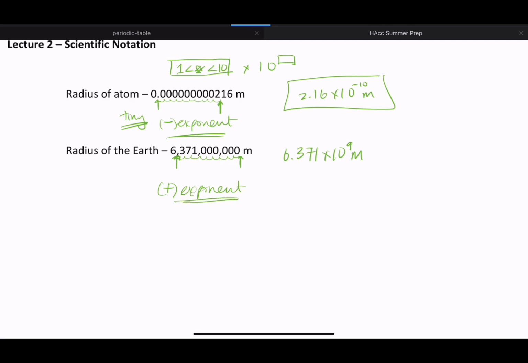So that's how we reason through that. Negative exponent means a tiny number, less than 1. That's what that means: my number value is less than 1. That's how small it is. Numbers that have positive exponents are something far, far greater than 1. All right, now let's go in the other direction.